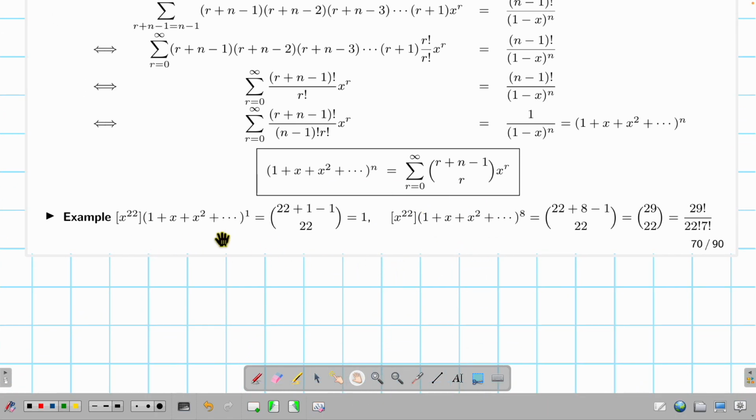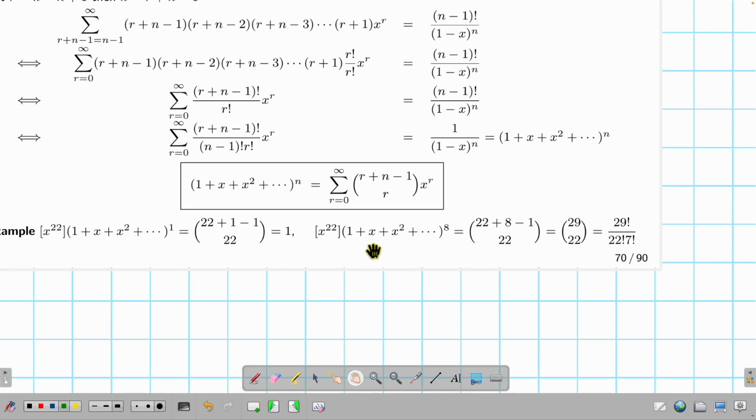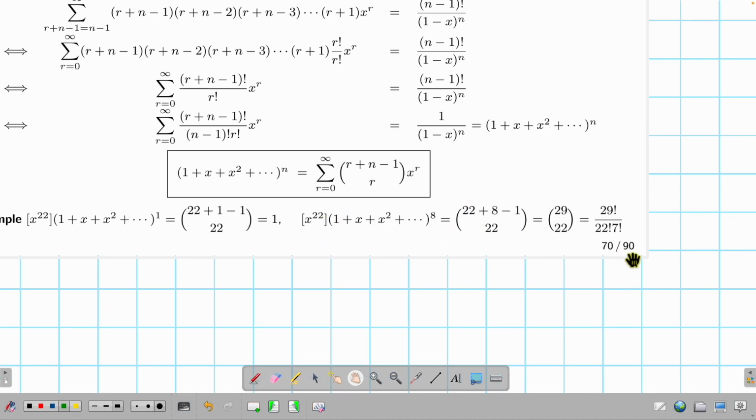For example, what's the coefficient of x^22 in this expression? Well, actually we know that it will be 1, because everything here is just 1. The coefficient is just 1. But it will be more interesting with this one: 1 plus x squared plus so on up to infinity, but the whole thing to the power 8. What's the coefficient of x^22? It will be this, which gives us this number.